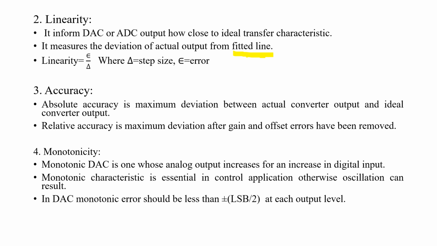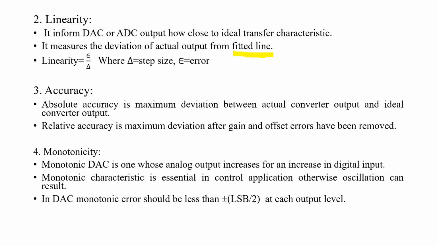Next is accuracy. Absolute accuracy is the maximum deviation between the actual converter output and the ideal converter output. Relative accuracy is the maximum deviation after gain and offset errors have been removed. Because if you remove the gain and offset, the accuracy is always better.